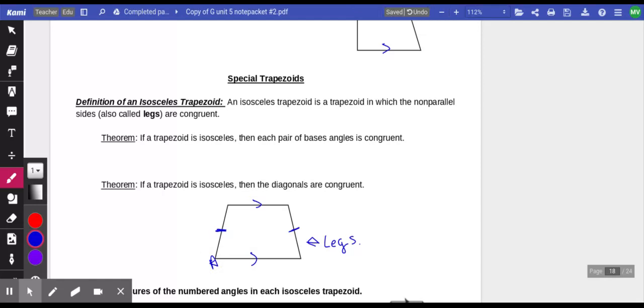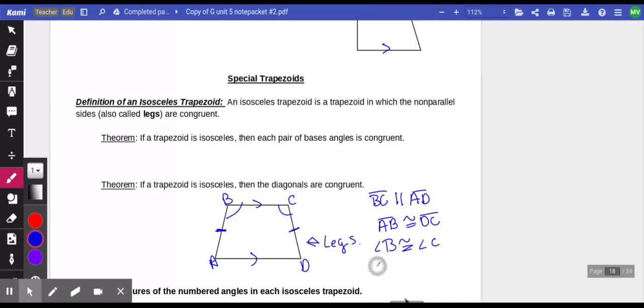So let's label our trapezoid here as ABCD. So that means BC is parallel to AD. AB is congruent to DC. And that means the angle B is congruent to angle C. That's what that theorem just said. As well as angle A is congruent to angle D. So the angles at the top and the angles at the bottom, if it's isosceles.